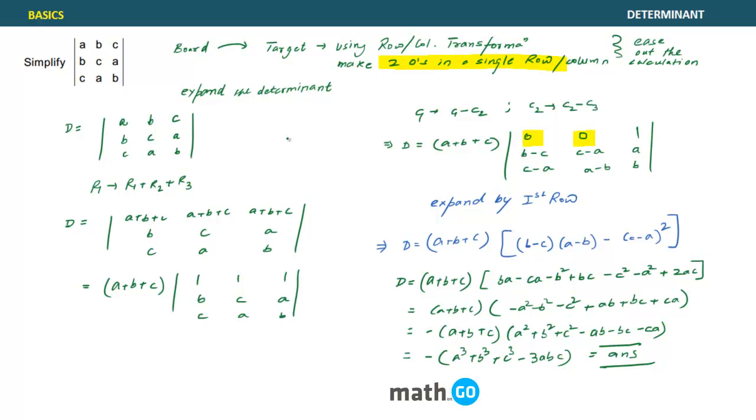This is how you simplify a determinant. Also, it will be better if you can remember this. Okay, my advice to you is that remember this determinant. This is something very important. Why am I saying that you should remember this determinant? Because it is a cyclic determinant. That is the reason I am saying that you should remember this.